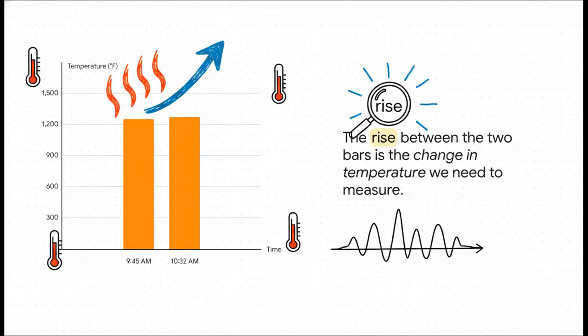And if you're a visual person like me, this bar chart makes it really obvious. You can clearly see the temperature at 9:45, and then you see it climb by 10:32. That difference, that gap between the two bars, that's the rise we're interested in. And figuring out exactly how big that rise is, well, that's our very first step.